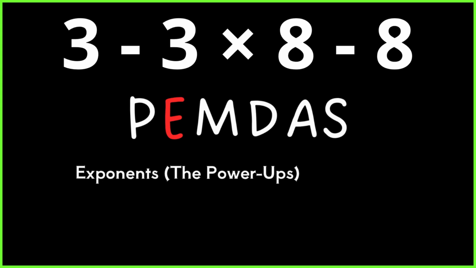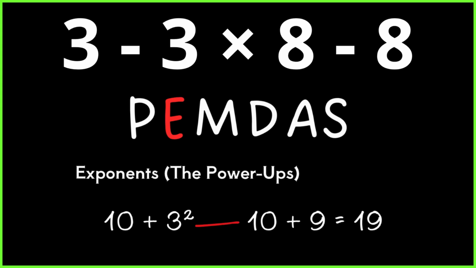E is for exponents. These are your powers, like 5 squared. You solve them immediately after the parentheses. Example, 10 plus 3 squared becomes 10 plus 9, which equals 19.